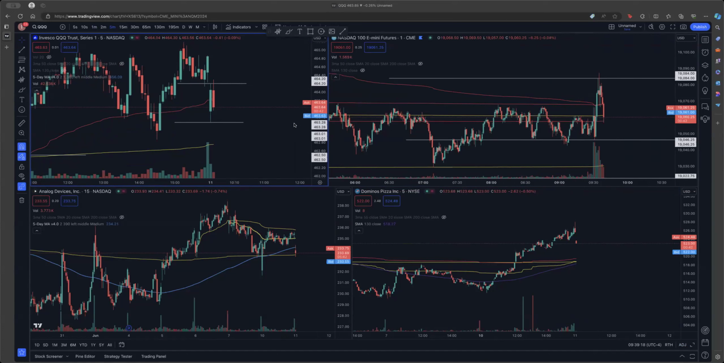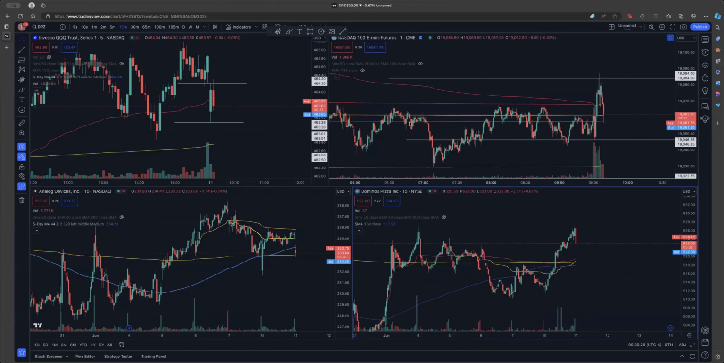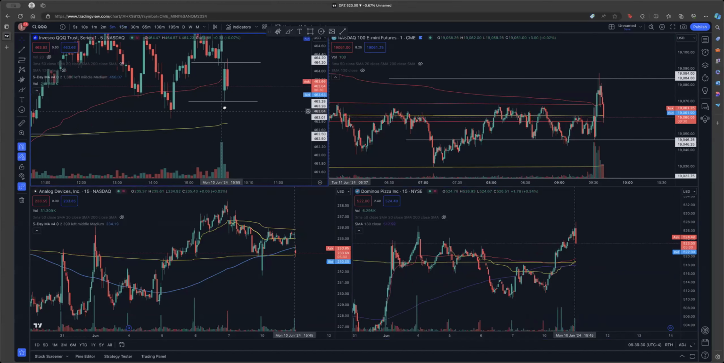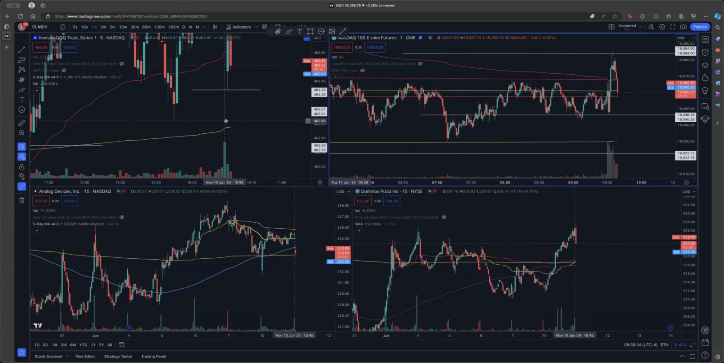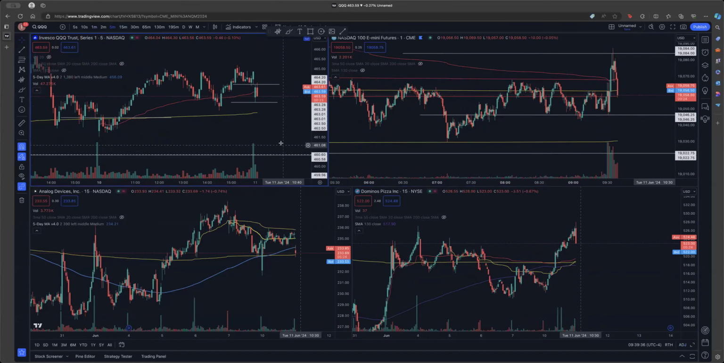Yep. Wait for DPZ to recover the VWAP. No need to rush into anything right now. And let the Qs come back down towards this 461.80s around the zone of yesterday's lows.